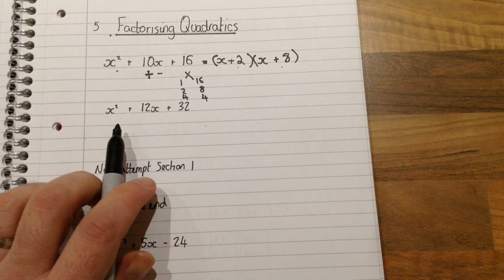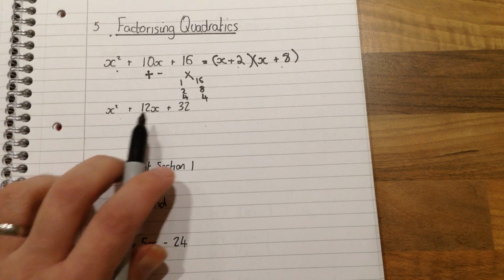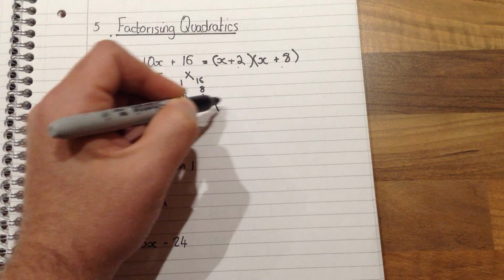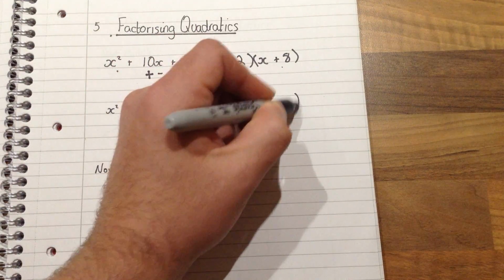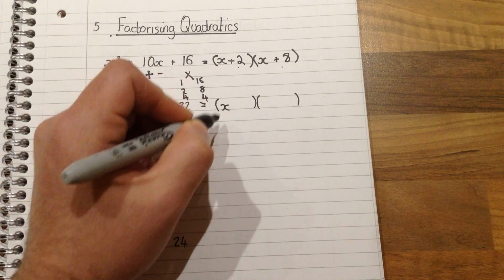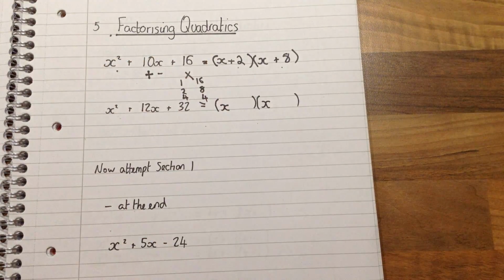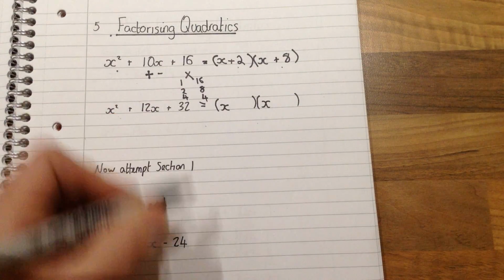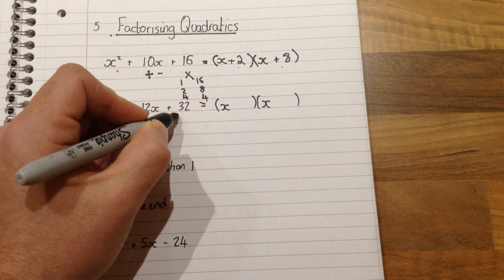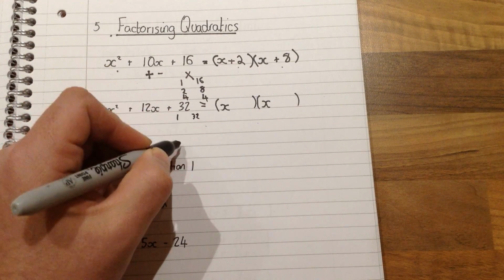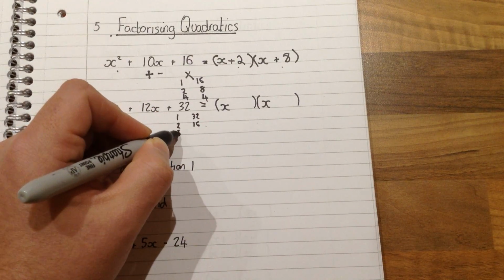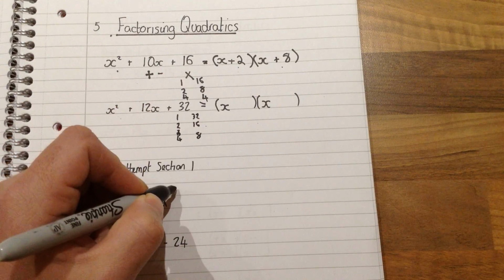Our next example, x squared plus 12x plus 32. So we start off by putting our double brackets, and of course because there's an x squared there, we need an x in both. I then need two numbers that multiply together to make 32. So my options are 1 and 32, 2 and 16, 4 and 8.